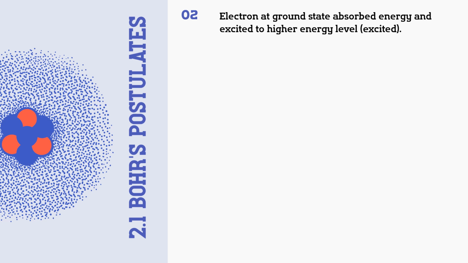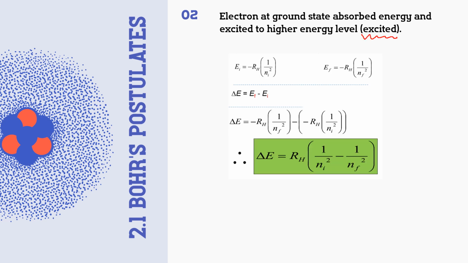Next, look at the second postulate, which states that an electron at ground state may absorb energy and be excited to a higher energy level, which we also know as the excited state. So actually, we are using the first formula that was introduced.